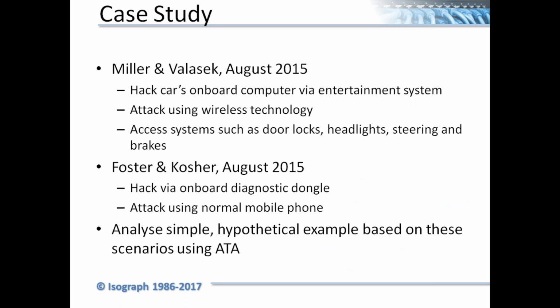So we're going to demonstrate all of that using just a very simple example. Now, I've based this example on a couple of papers that were presented at conferences in the United States back in August of 2015. The first of these, a paper by Miller and Balasek, demonstrated how a car's onboard computer could be accessed via its entertainment system using wireless technology, and how this could be allowed to access systems such as door locks, headlights, brakes, and so on.